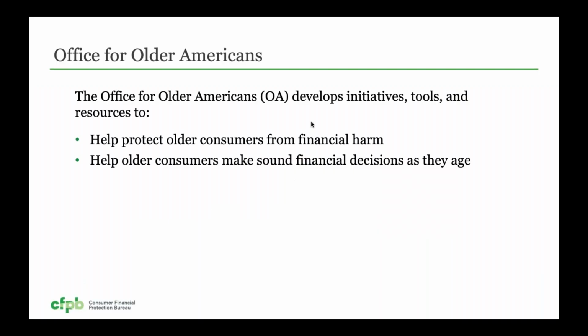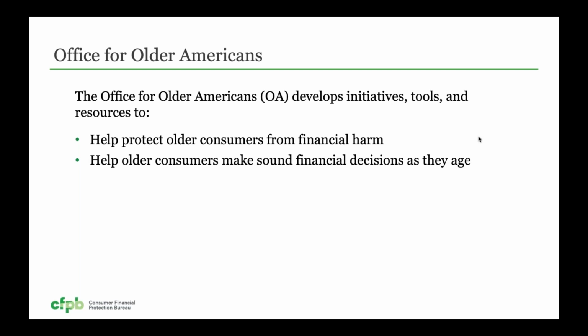So good afternoon, everyone. I'm Kate Kramer, and I'm a policy analyst with the CFPB's Office for Older Americans. And my work is focused in the areas of age-friendly banking, financial technology, elder financial exploitation, and protecting people who are living in assisted living communities or nursing homes from financial abuse.